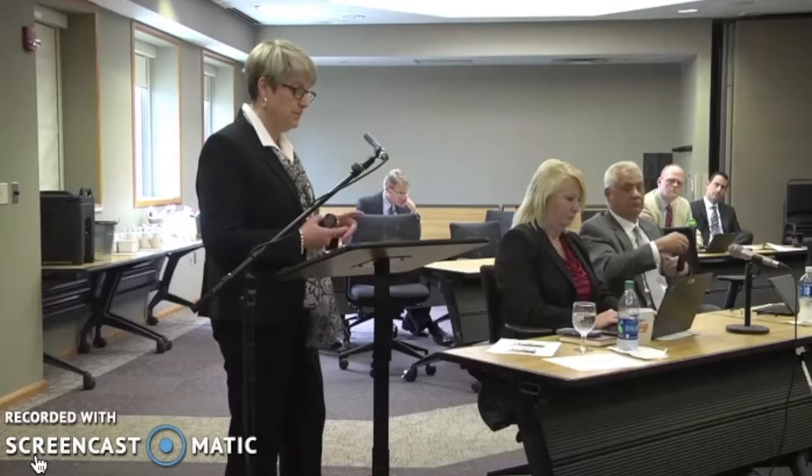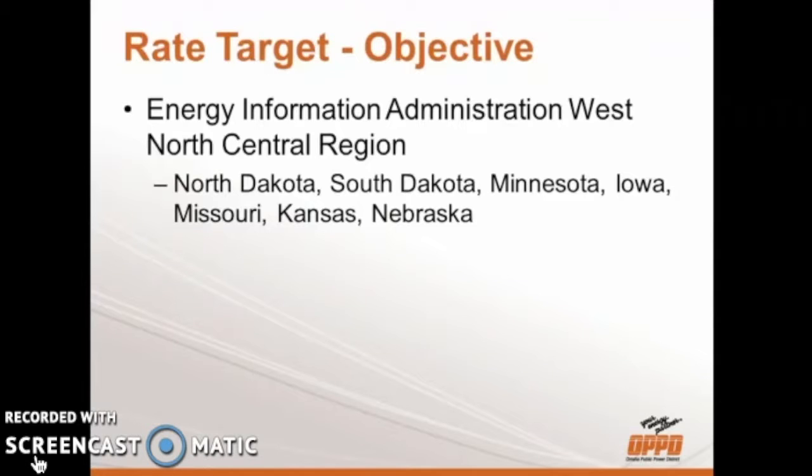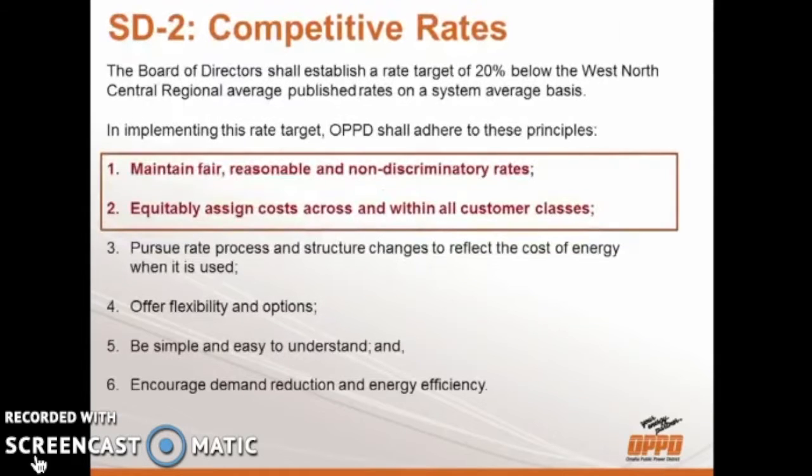So the rate target is based on the Energy Information Administration, the West North Central region, and the states included are North Dakota, South Dakota, Minnesota, Iowa, Missouri, Kansas, and Nebraska. This happens to be the same region and the same metric that the rating agencies specify and hold us to when we go in for ratings.